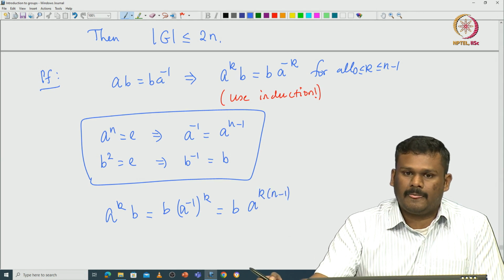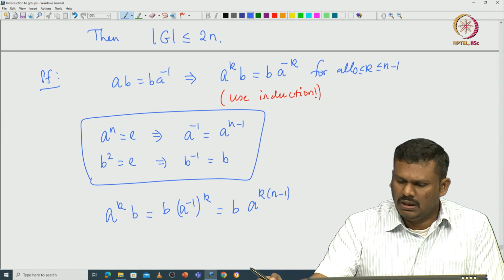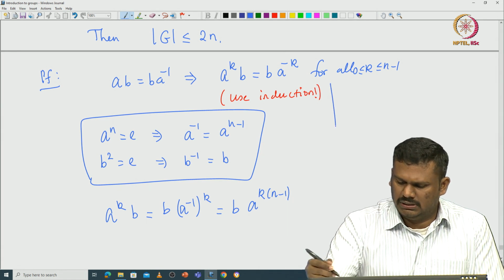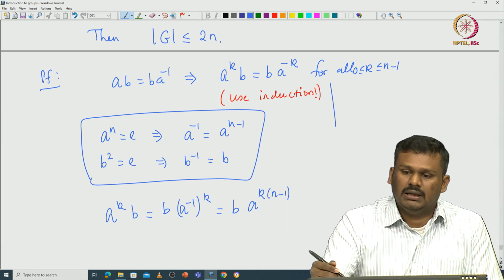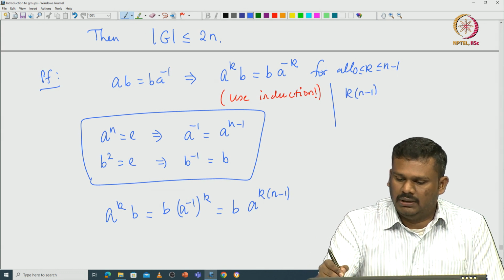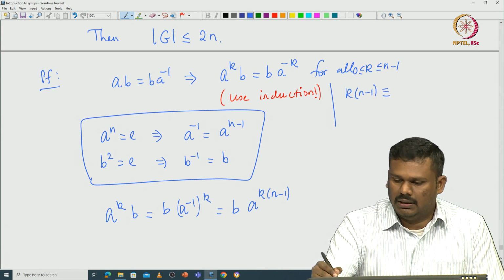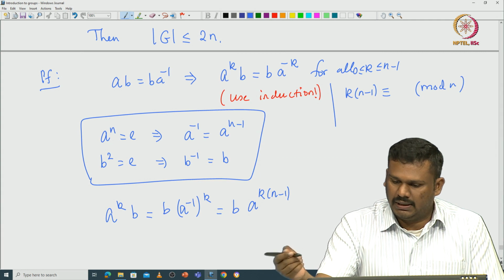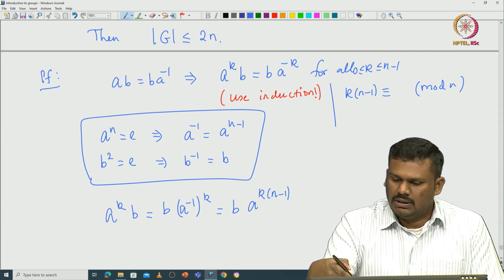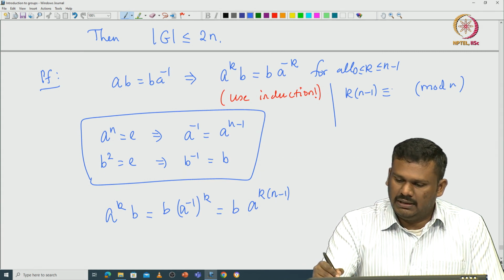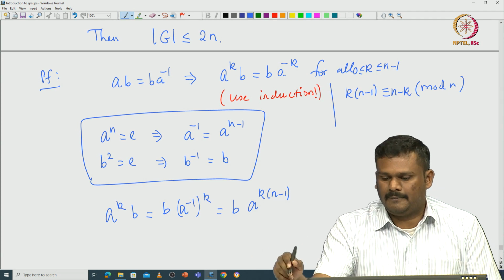Now if you use the division algorithm and write k(n-1) modulo n, then that power is going to come here. If you think about it, this is going to be exactly n minus k.